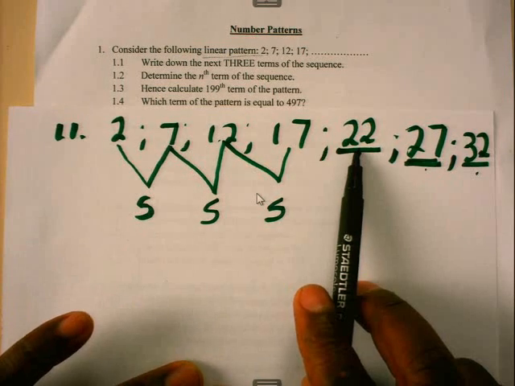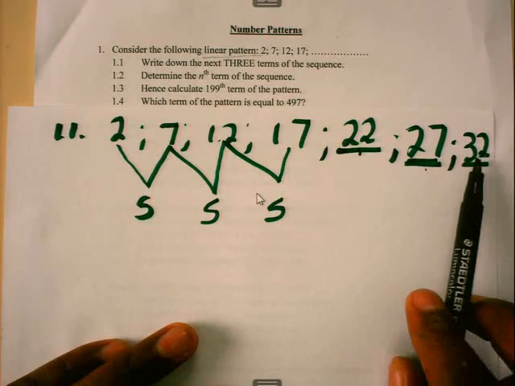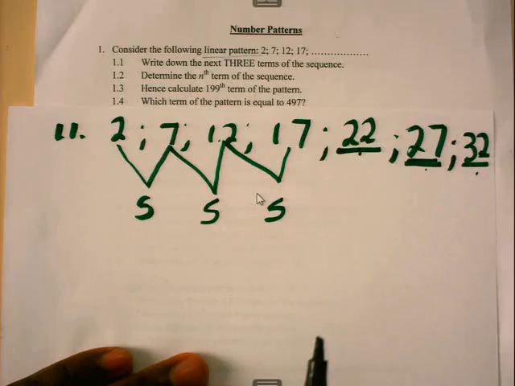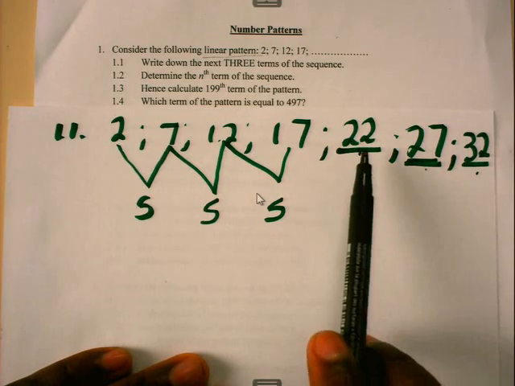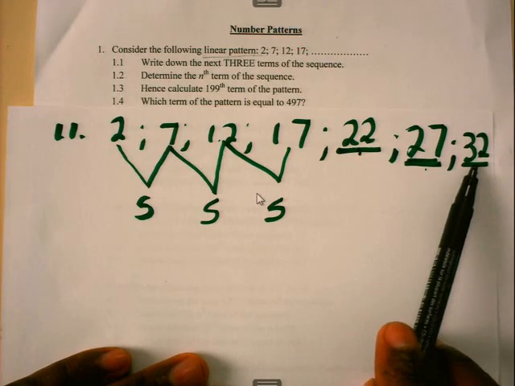17 plus 5 gives us 22. 22 plus 5 gives us 27. 27 plus 5 gives us 32. So when answering 1.1, write down the next 3 terms of the sequence. The next 3 terms of the sequence will be 22, 27, and 32.